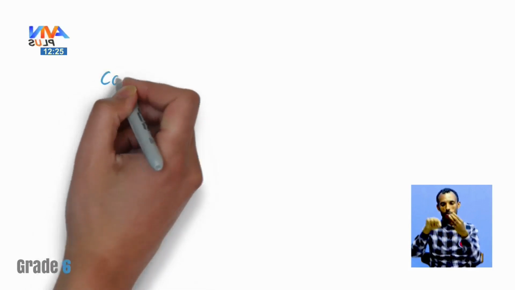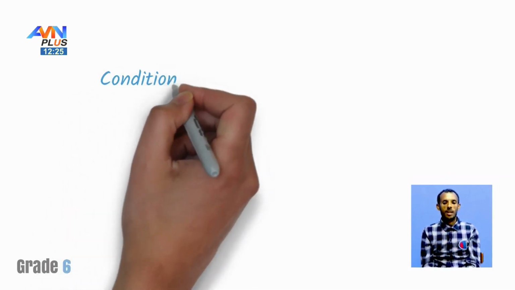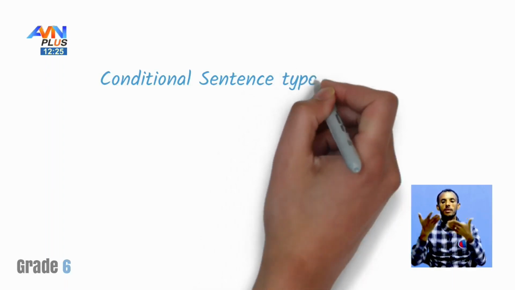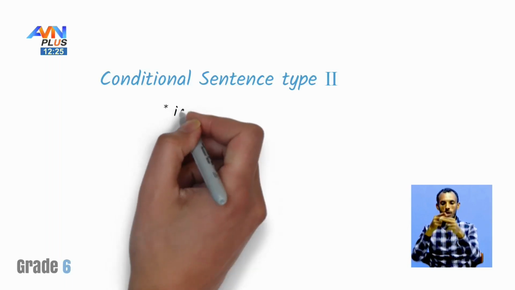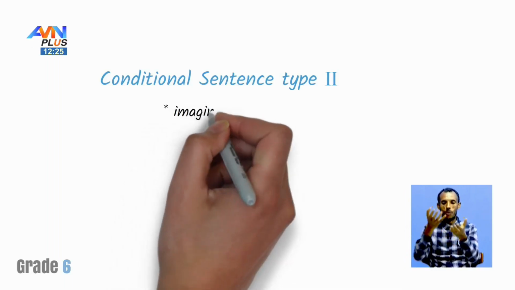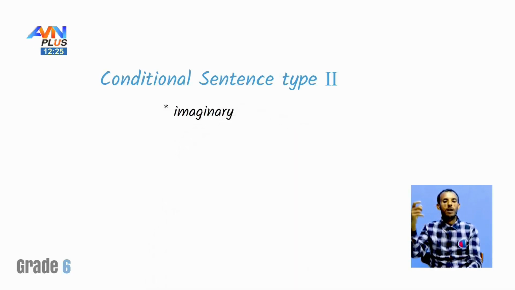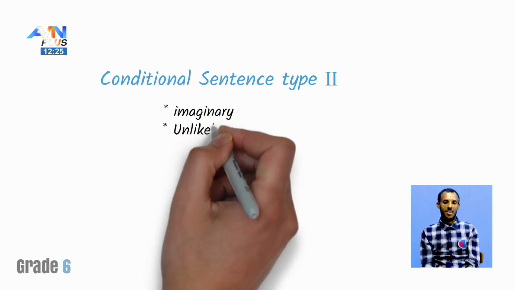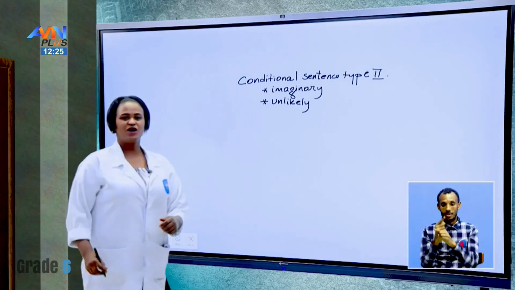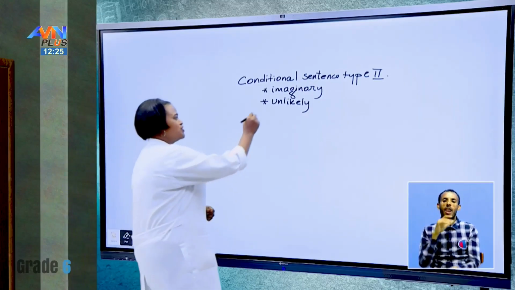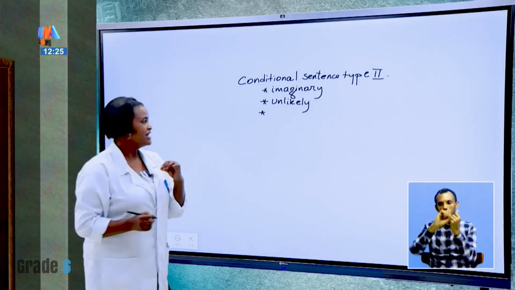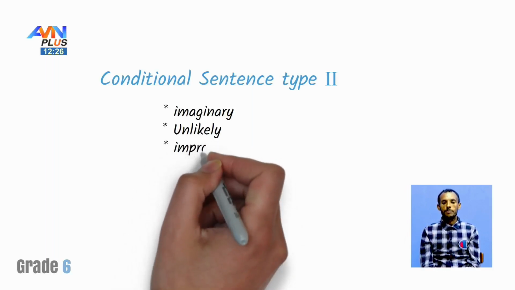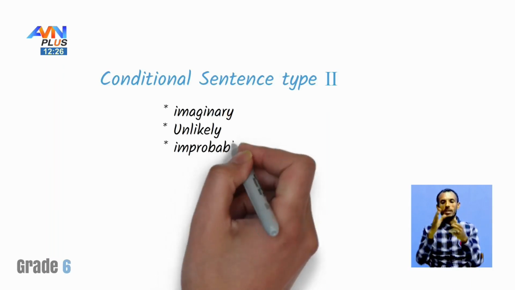Normally we call it conditional sentence type 2. But I also want you to remember these words. 1, imaginary. And 2, unlikely. It is imaginary. It is unlikely. Not only that. Based on the probability, it is improbable. This is the conditional sentence that we're going to talk about today.